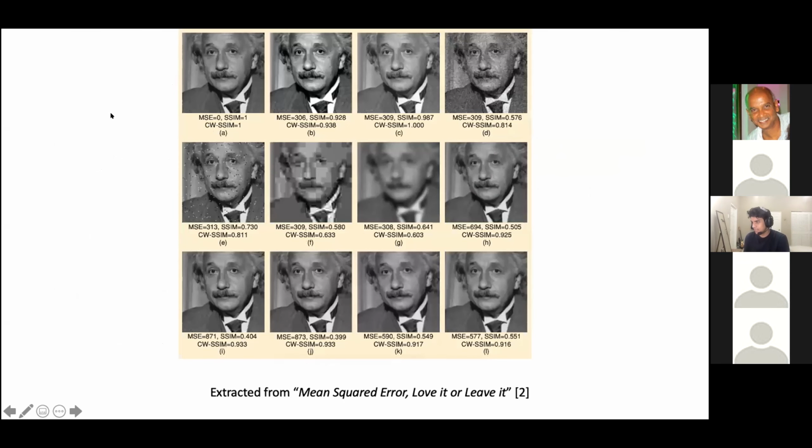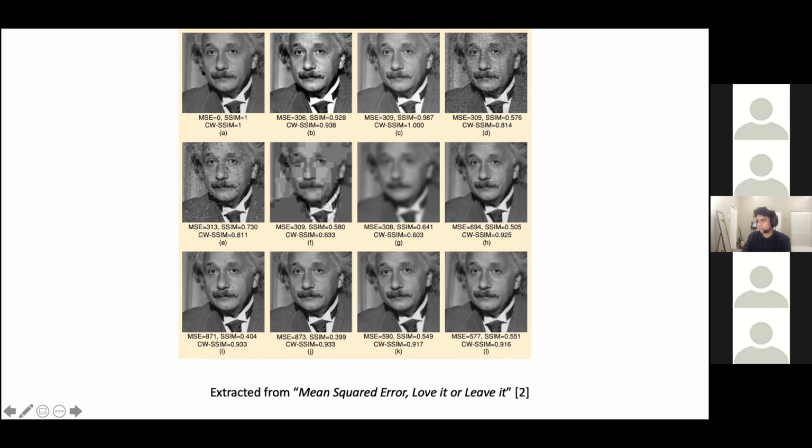So this is a nice representation of what I talked about just now. On the top left here, you'd see a nice image. This is the original clean image with a mean squared error of 0. So this is the original image here on the top left. All other representations are noisy corruptions of this image.